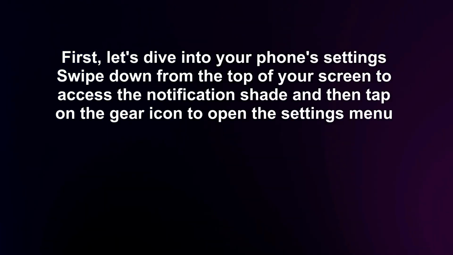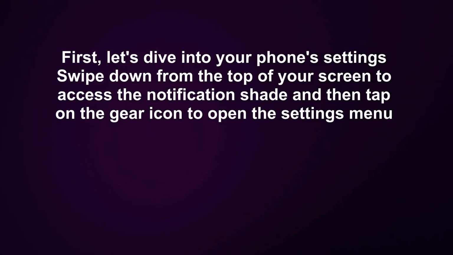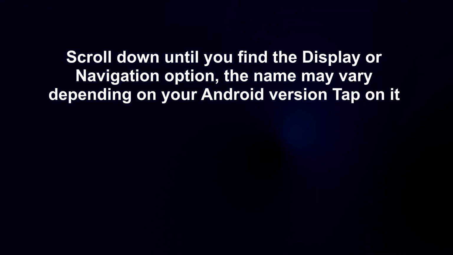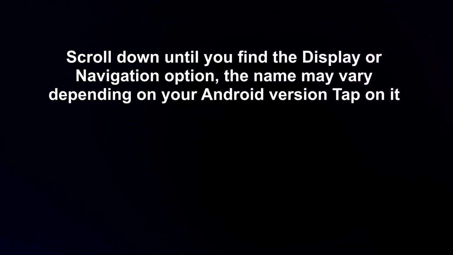Swipe down from the top of your screen to access the notification shade and then tap on the gear icon to open the settings menu. Scroll down until you find the display or navigation option. The name may vary depending on your Android version.